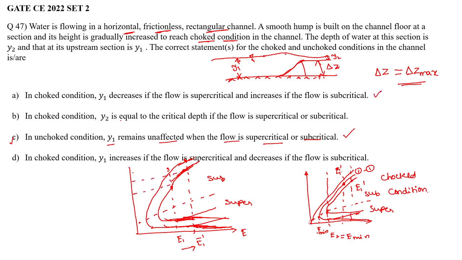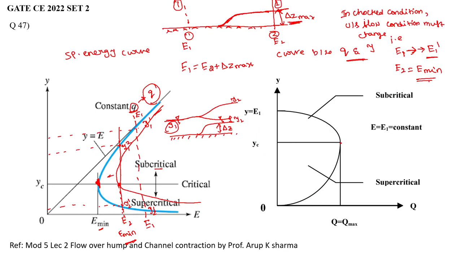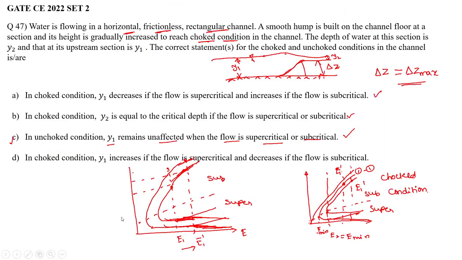For the next option, in a choked condition, Y2 is equal to critical depth for supercritical and subcritical flow. As I have mentioned, in the choked condition your upstream flow condition must change such that E1 becomes E1 dash and E2 becomes E minimum, and E minimum corresponds to the critical state of flow. So this option is also correct. So far we have shown that three options are correct. What is the fourth option? In a choked condition, Y1 increases if the flow is supercritical. This is wrong. So the correct answer options are A, B, C.